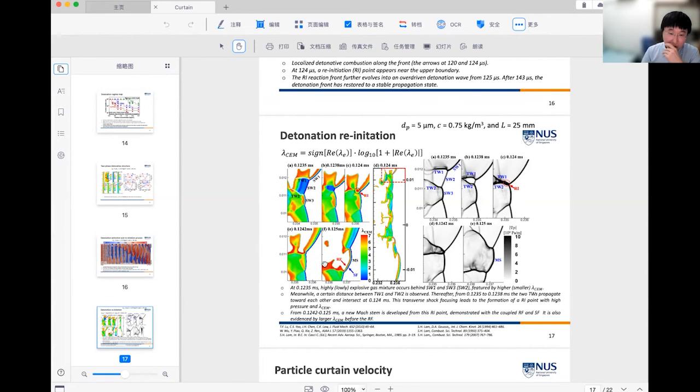And in the last two figures, we can see that a new Mach stem is developed from this reignition point, demonstrated by the coupled reaction front and shock front. It is also evidenced by the larger value of the chemical explosive mode before the reaction front.